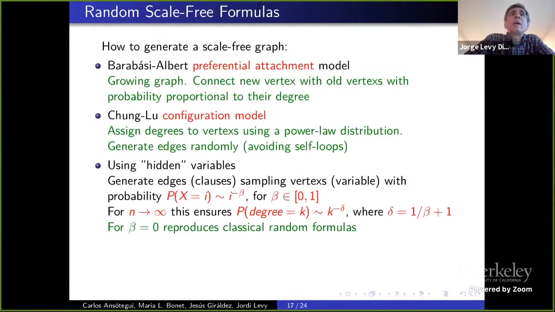If we want to generate a random scale-free formula, there are 2 standard methods: the Barabasi-Albert preferential attachment method and the Chung-Lu configuration model. We propose a third method that is based on the use of hidden variables. The idea is that to generate a formula with a scale-free structure, we assign a different probability to each variable. If this probability follows a power law distribution with exponent beta, then you get a formula where the degree of the variables follows a power law distribution with exponent delta, and delta and beta are related in this way.